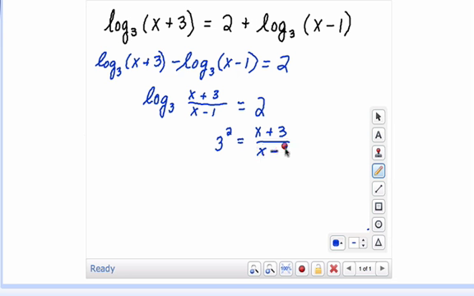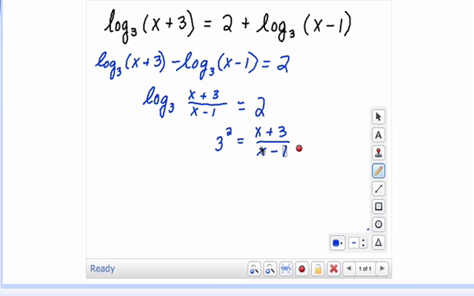And now it's a matter of simplifying this equation. I need to get this x minus 1 out of the denominator, so we can do that by multiplying both sides by x minus 1. I'm also going to square the 3 at the same time. So that's going to give me 9 times x minus 1 on the left side of the equation. When I multiply the right side by x minus 1, the x minus 1's cancel out and leave me with just x plus 3.